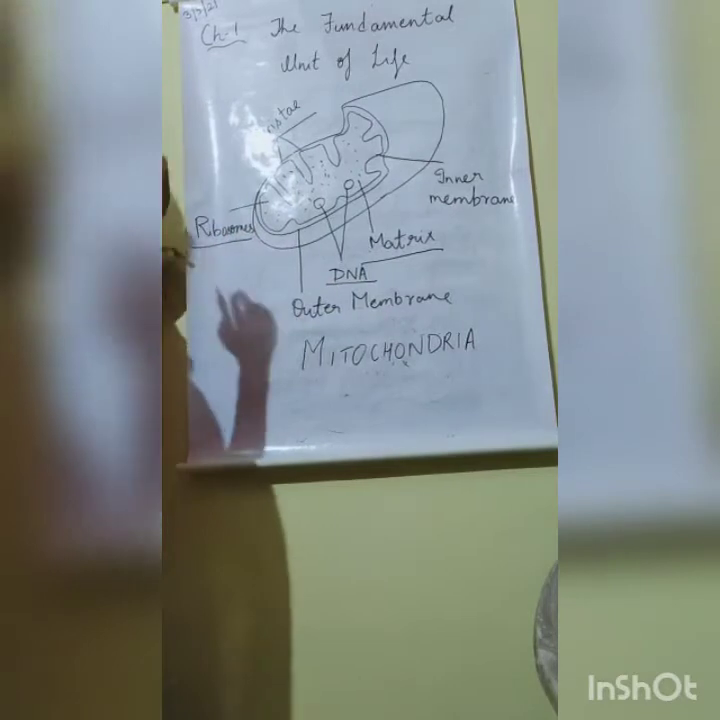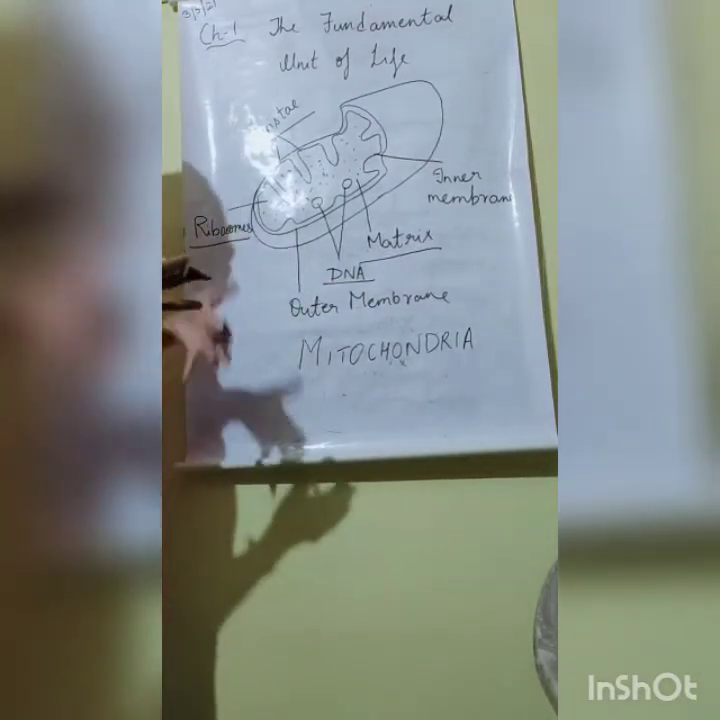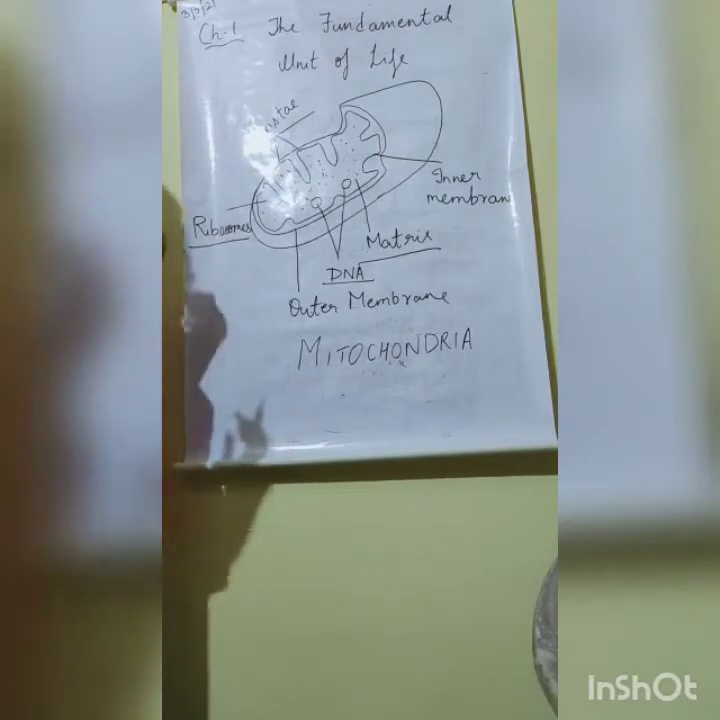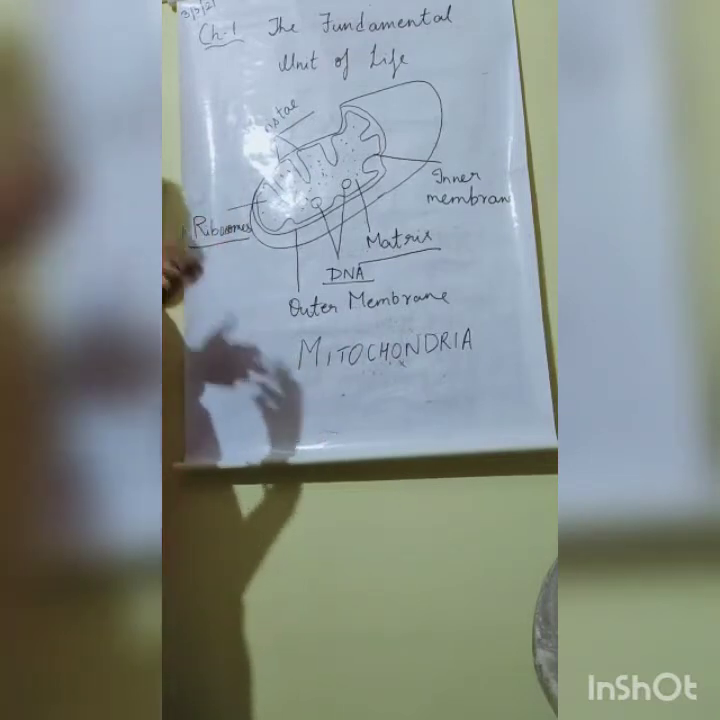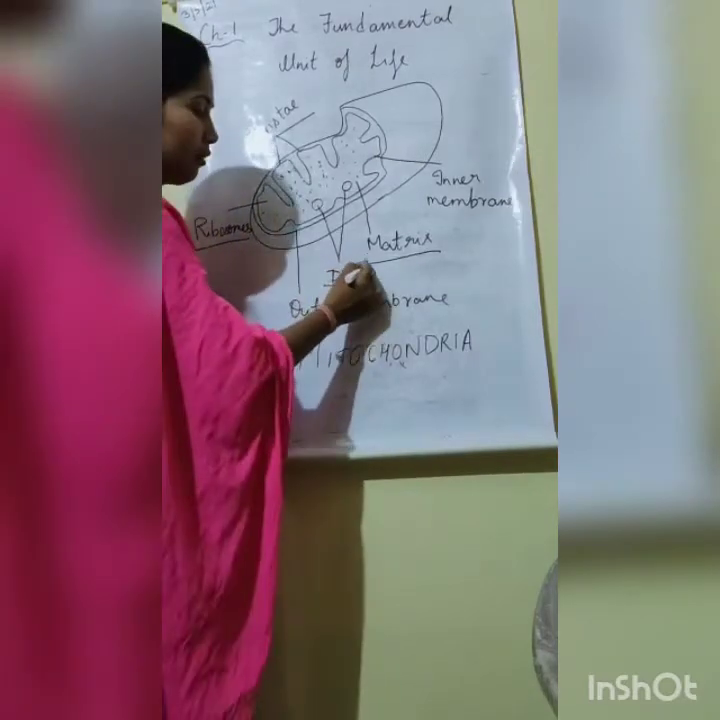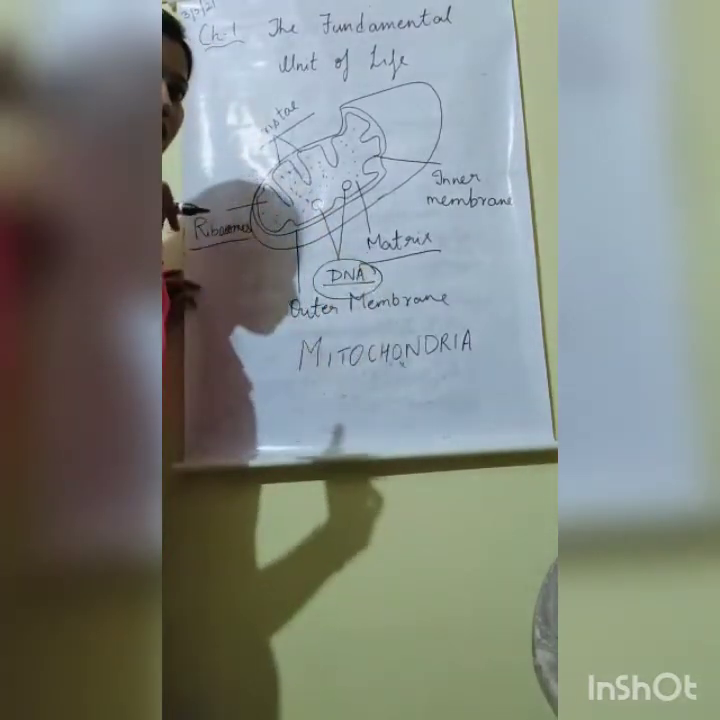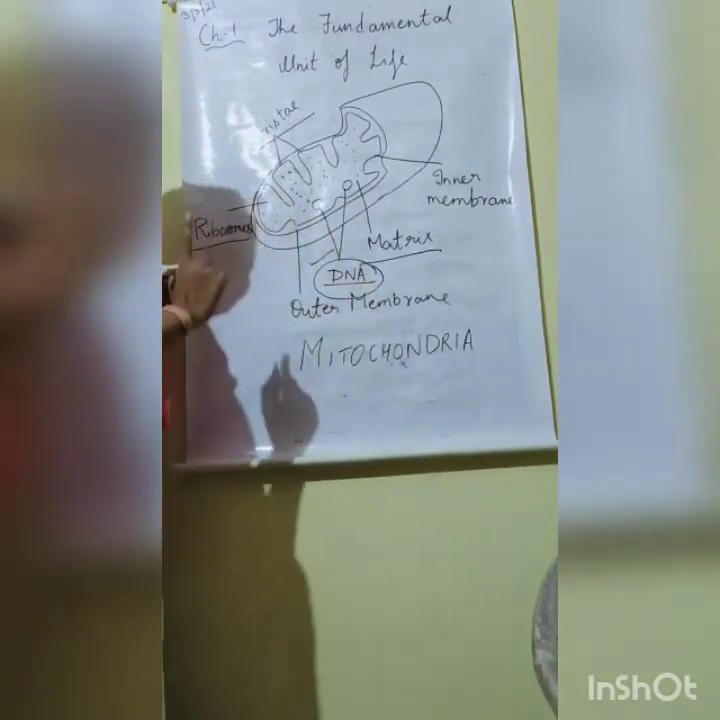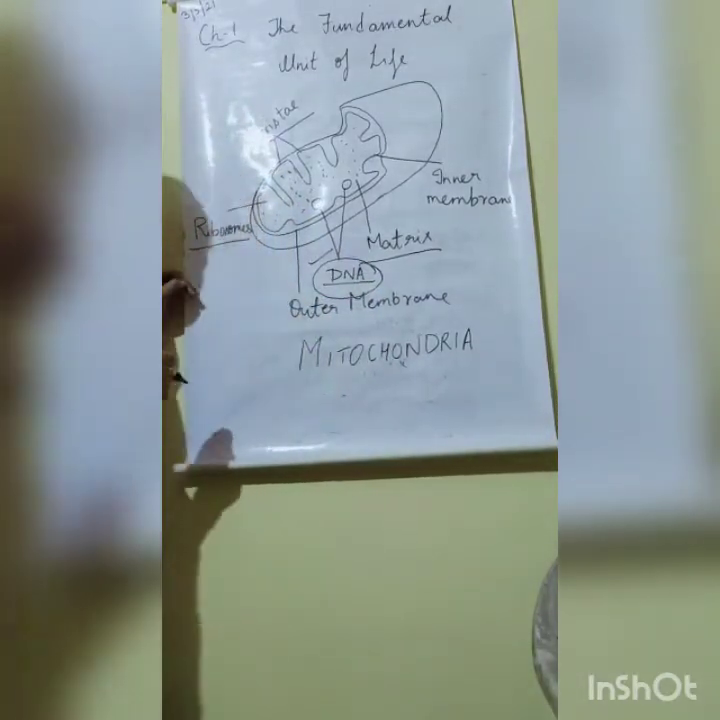Now you have learned about many cell organelles like endoplasmic reticulum, ribosomes, and Golgi apparatus, but none of them had DNA. So mitochondria is the cell organelle that has DNA.